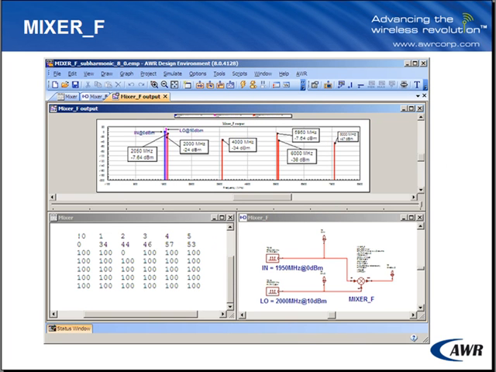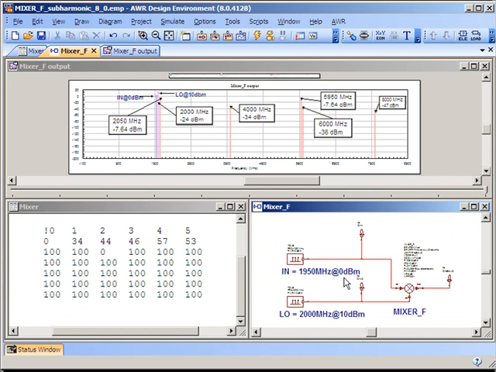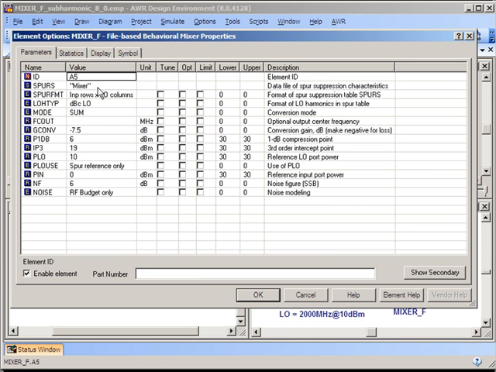Let's go into VSS and take a look at an example project. Here we are mixing a tone at 1950 megahertz at 0 dBm with an LO set at 2000 megahertz and a power level of 10 dBm. The mixer is referencing a spur table where its format is input rows, LO columns, and its gain conversion is set to minus 7.5 dB.